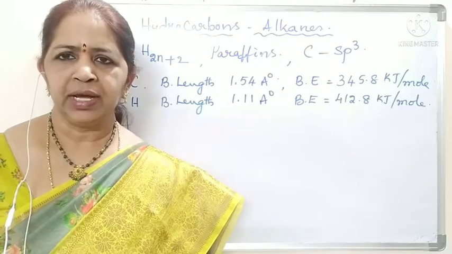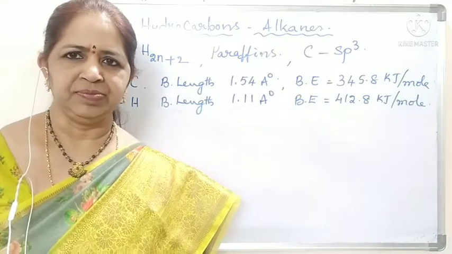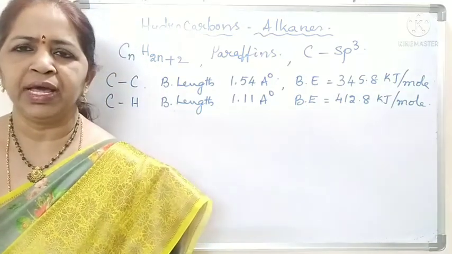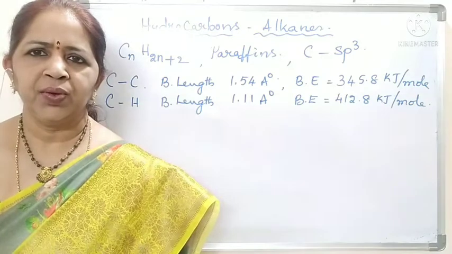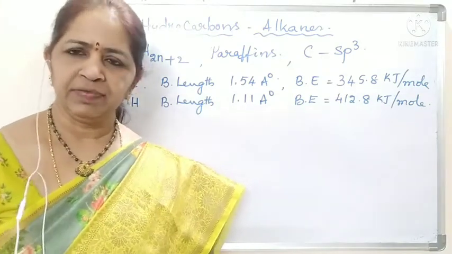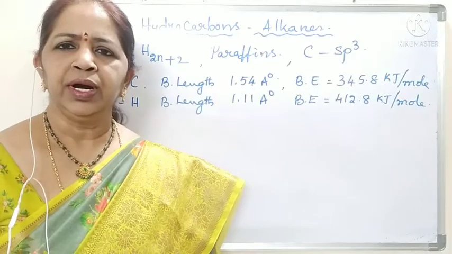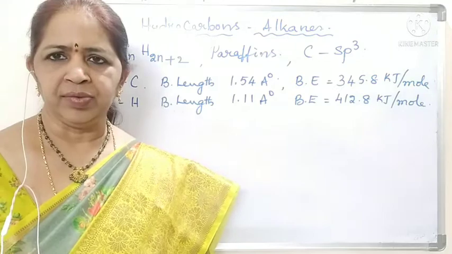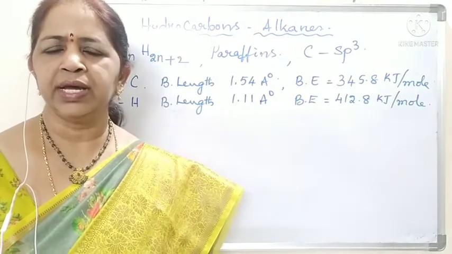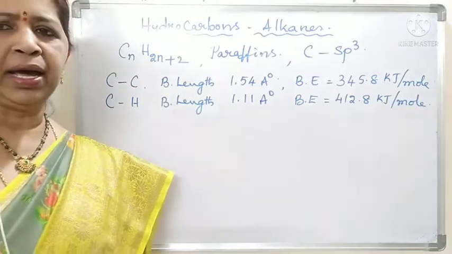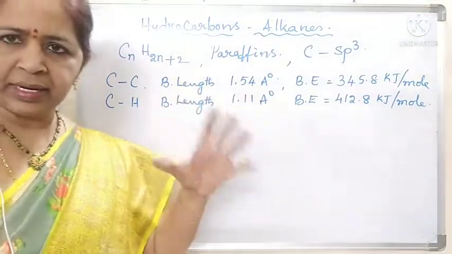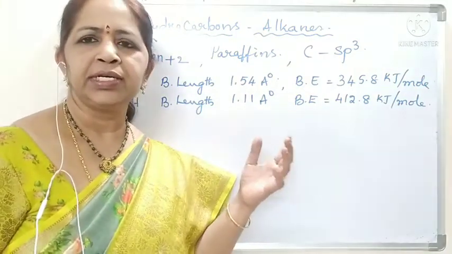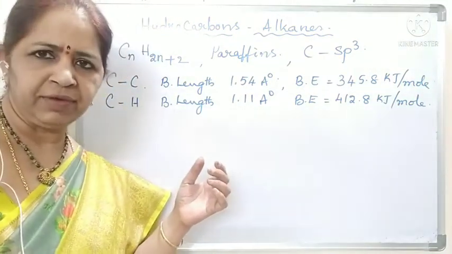In them, the first class of compounds are alkanes. Alkane, ane means saturated. They will have all single bonds. These alkanes are the first class of compounds, and as these are saturated, they are unreactive. That's why these are also called paraffins. Para means a little affinity towards any of the reagents. That's why alkanes are called paraffins.